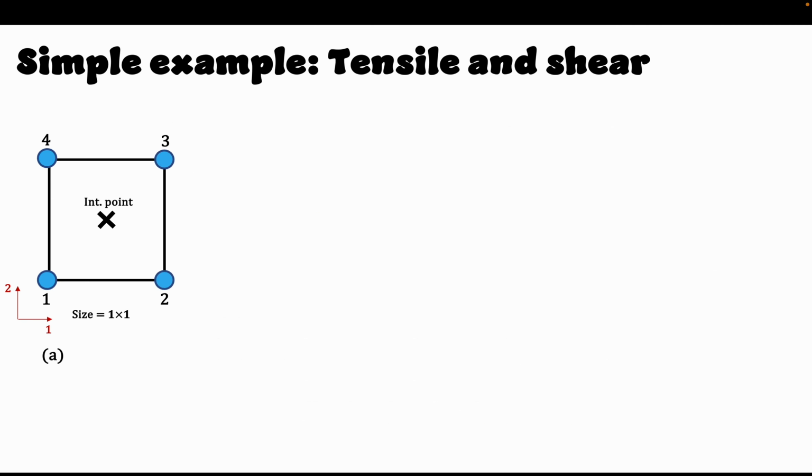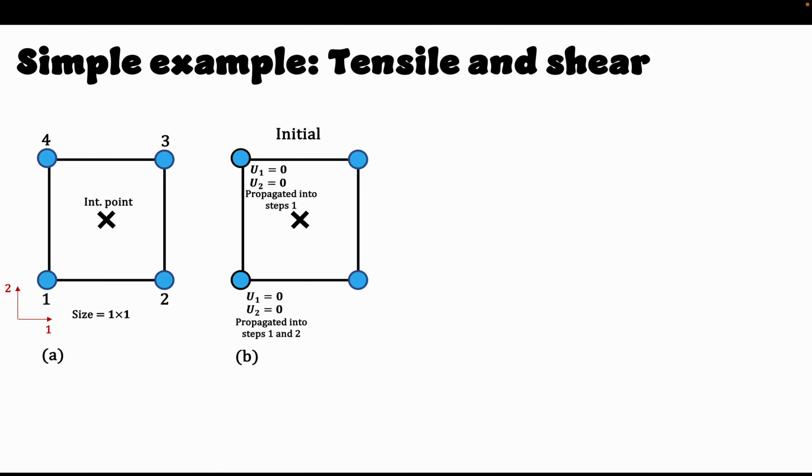This is a very simple example that I designed to verify my Fortran code. Here we have just one element with 4 nodes. It's an S4R shell element. The size of the element is 1 by 1. We have 2 directions, 1 and 2, and we have nodes number 1, 2, 3, 4. And the integration point is in the center.